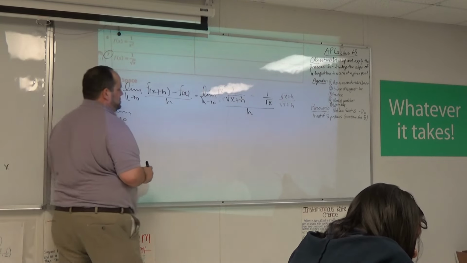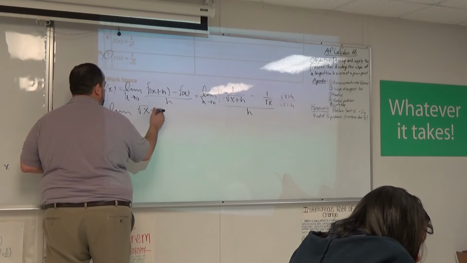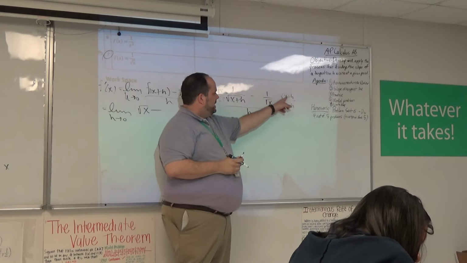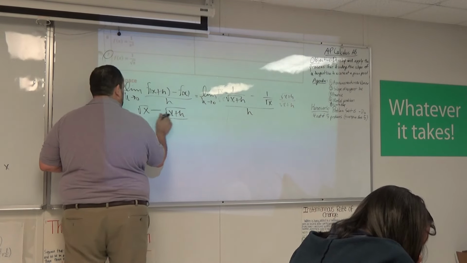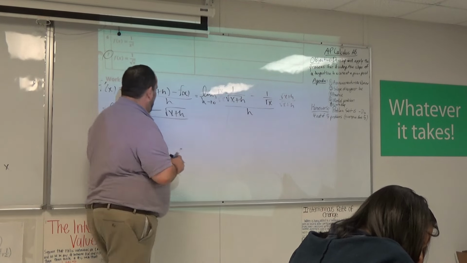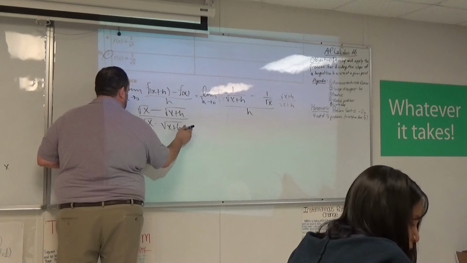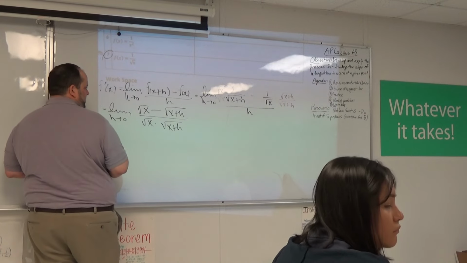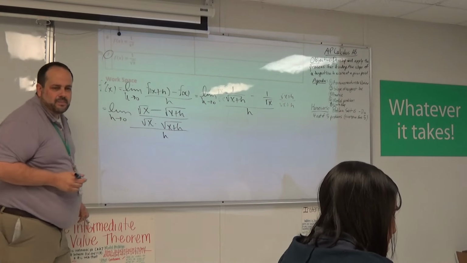Limit as h approaches 0. Square root of x times 1 is square root of x, minus 1 times the square root of x plus h. They have the same denominator now. I know that because I built it that way. This is going to be square root of x times the square root of x plus h. This whole fraction is being divided by h.